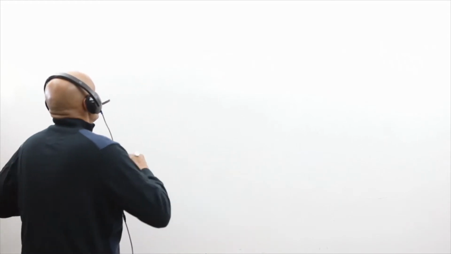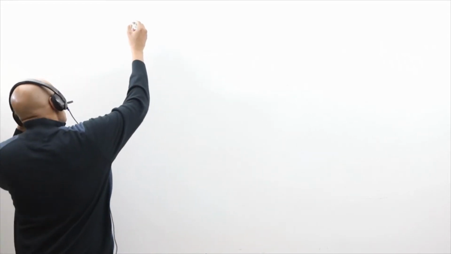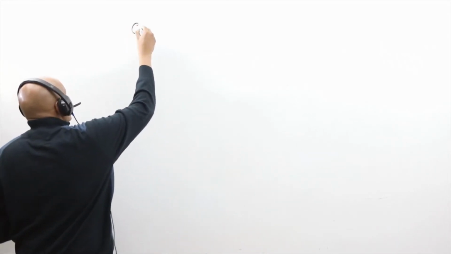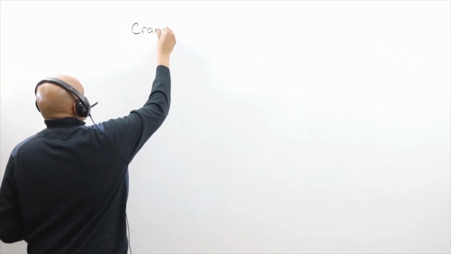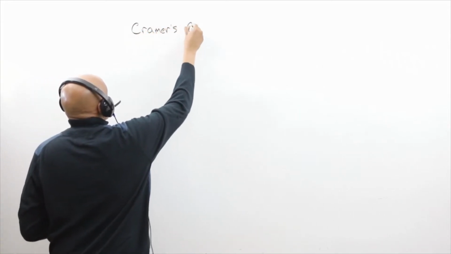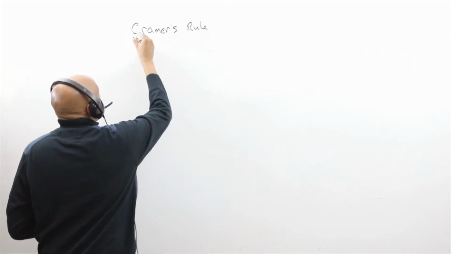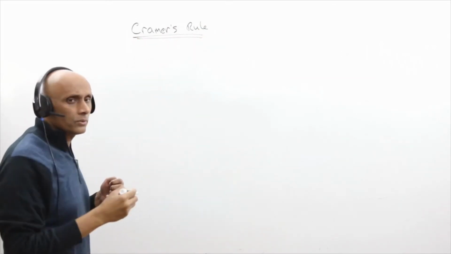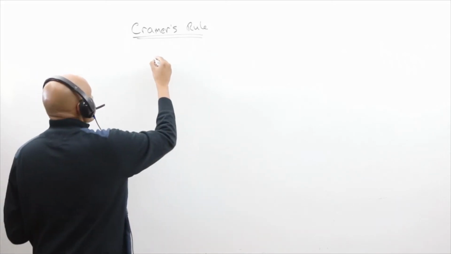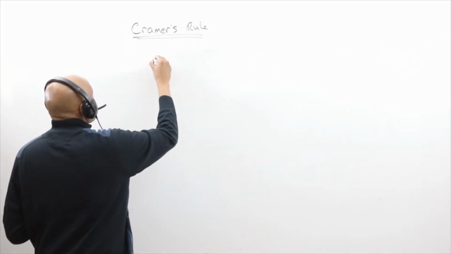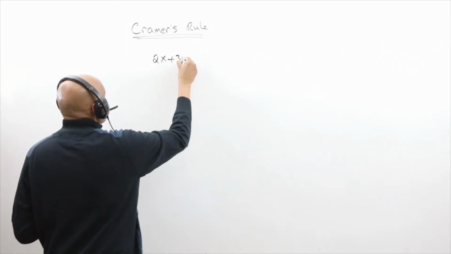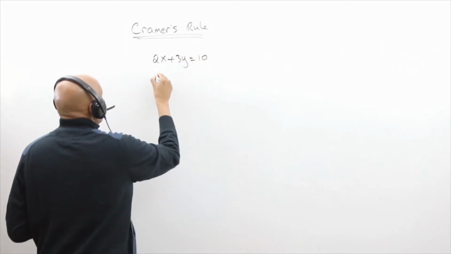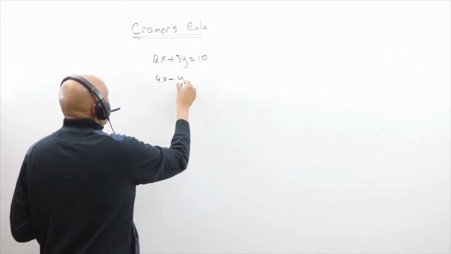In this video, I'm going to go over Cramer's rule. Cramer's rule is a way of calculating solutions for systems of equations using matrices. The idea is that if we have an example of a system of two linear equations, here is 2x plus 3y equals 10, and 4x minus y equals 20.